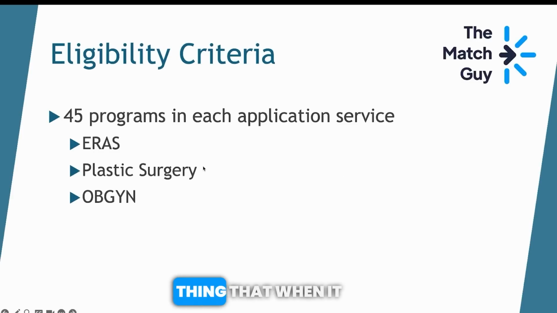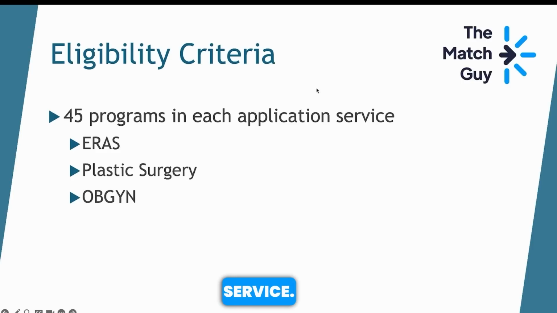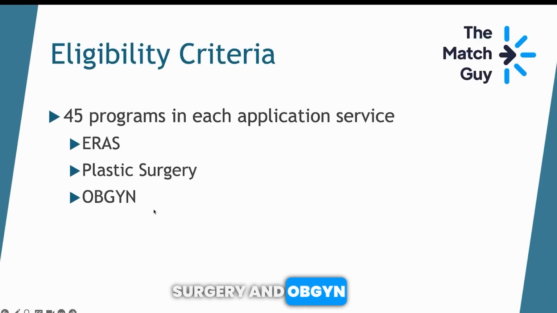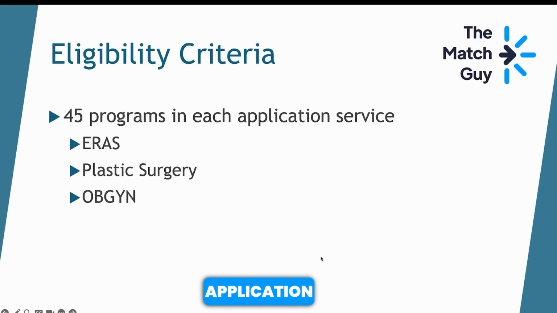Now, one important thing when it comes to SOAP is that you're only allowed to apply to 45 programs, but 45 programs in each application service. What does that mean? Because plastic surgery and OBGYN have their own application process, but they participate in the match, they have their own application service within SOAP. So you can apply to 45 empty programs in ERAS separately from plastic surgery and OBGYN.